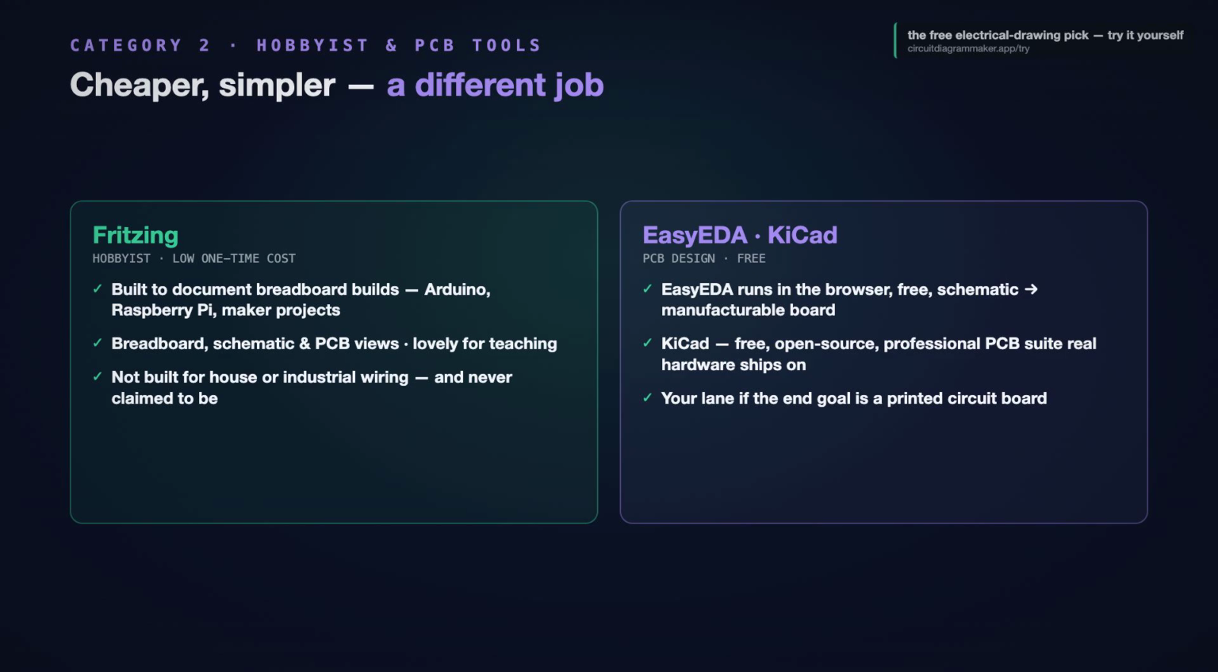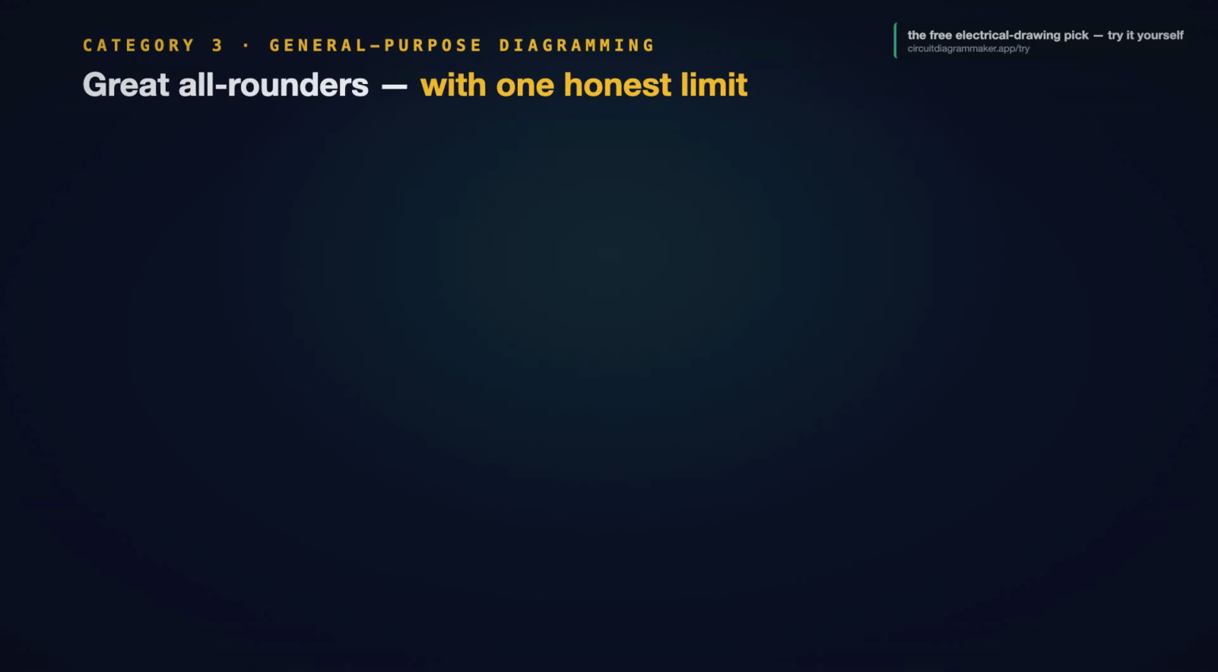Then the PCB category, EasyEDA and KiCad. EasyEDA runs in the browser. It is free, and it goes from schematic straight to a manufacturable circuit board with a parts library behind it. KiCad is the free, open-source, professional-grade PCB suite that a lot of hardware startups now ship real products on. If your end goal is a printed circuit board, this is your lane, but that is a different job from drawing a wiring diagram of a room or a panel. So already you can see it. Electrical drawing software is not one category. It is at least 4.